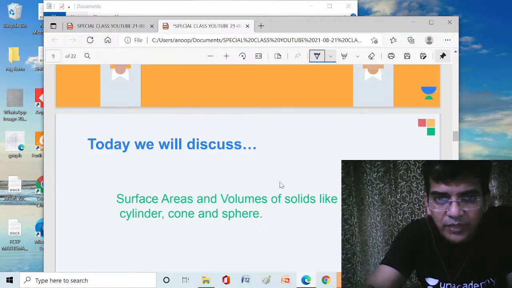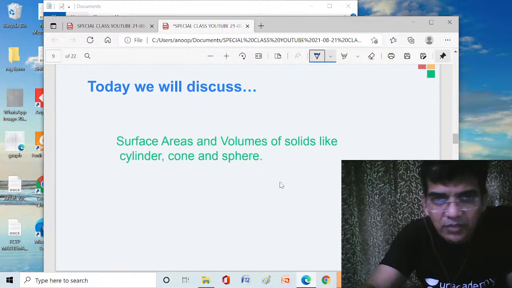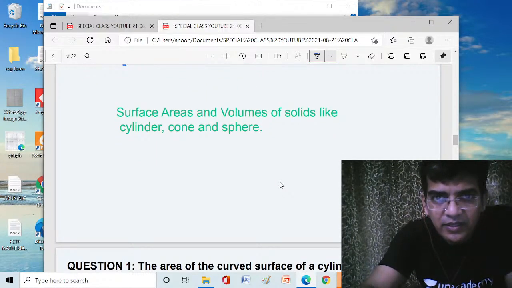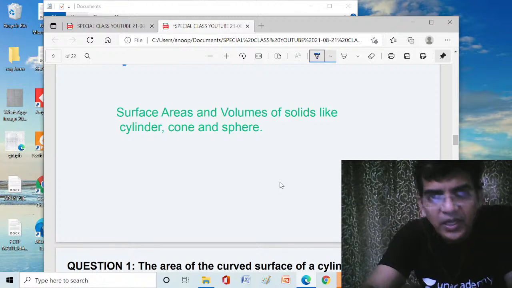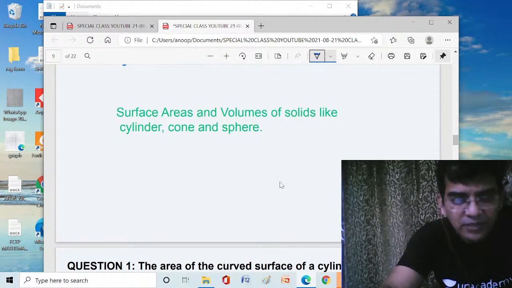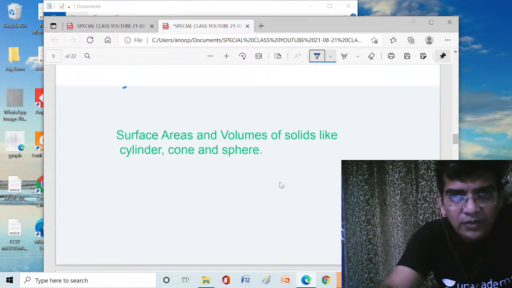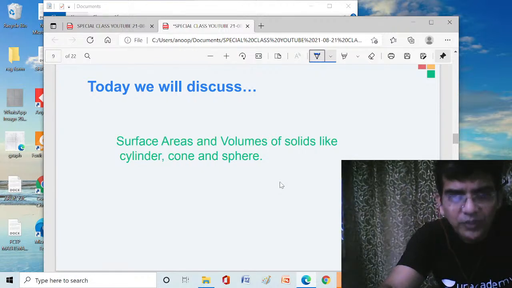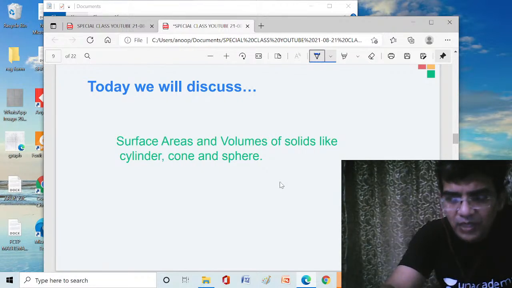So what are we going to discuss today? We are going to discuss the surface area and volume of solids like cylinder, cone, sphere, and we will also try to cover some portion of solids like cube and cuboid.